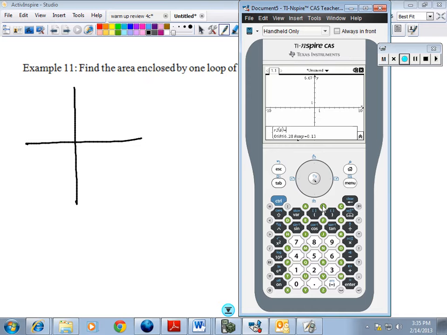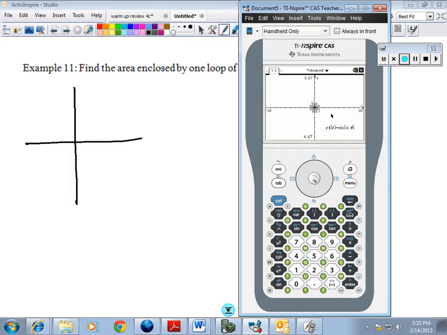You go to polar, then you type it in correctly. Sine of 4 theta. Wow. Yep, it has 8 loops. Check it out. I think 1, 2, 3, 4, 5, 6, 7, 8.